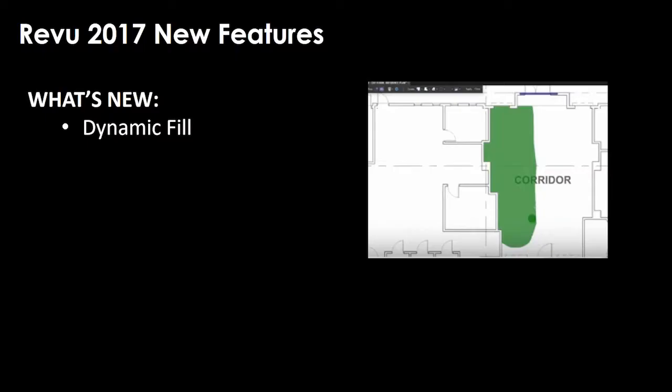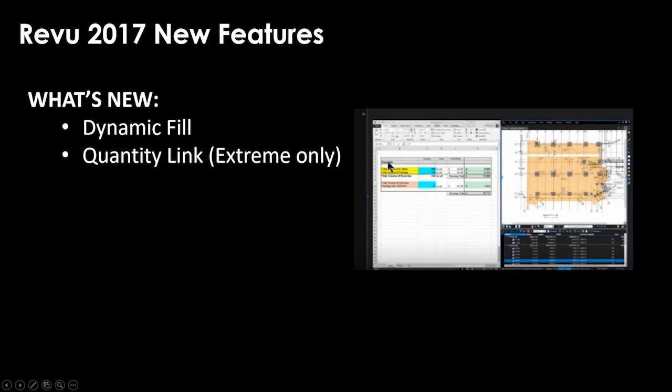Okay, let's go back over to the PowerPoint. The next thing is something called Quantity Link. Now, this is in the Extreme product only. I believe Extreme's about $100 more than the CAD Revu CAD product. My salespeople don't love me a lot for saying this, but every office should have at least one copy of Extreme. Not everyone in the office needs Extreme, but however many teams you have, at least each team should have a copy of Extreme. So let me show you how that quantity link feature works.